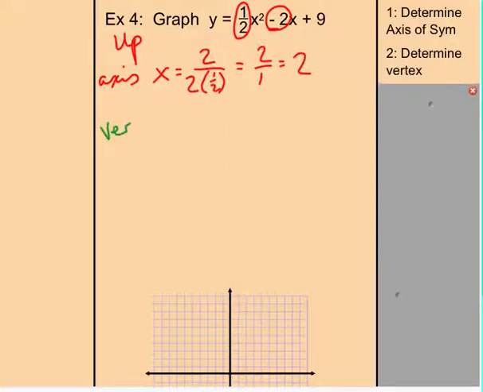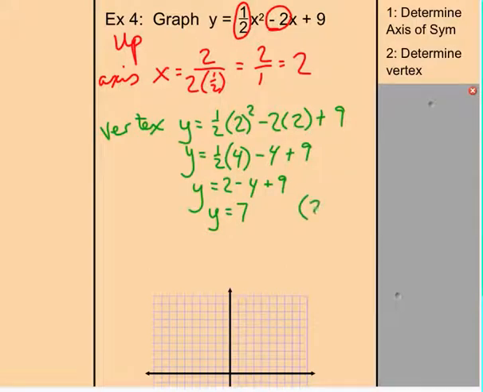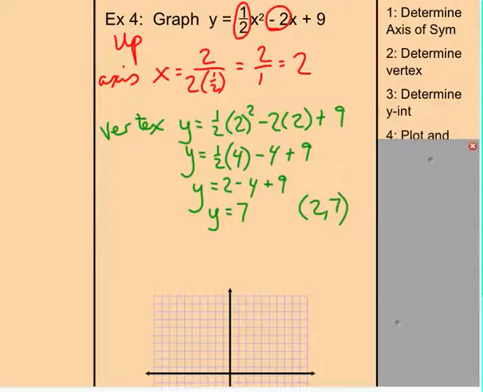To find that vertex, we substitute that back in for x. Exponents before multiplication, 2 squared gives us 4. Negative 2 times 2 is negative 4. Half of 4 is 2. 2 minus 4 is negative 2, plus 9 is 7. So we have a vertex of 2, that x-coordinate we got for our axis of symmetry, y value of 7. And everybody's favorite, because it's so quick, substituting 0 for x, we would get 9 for y.